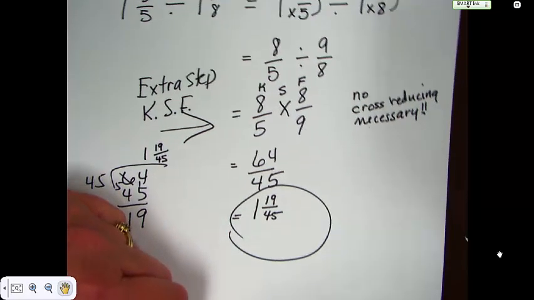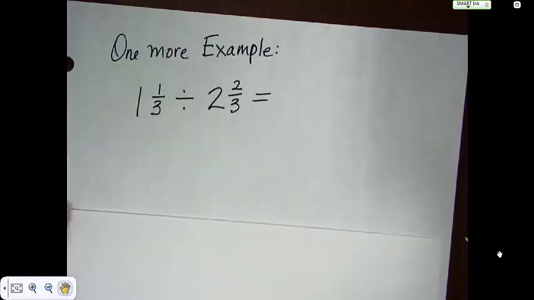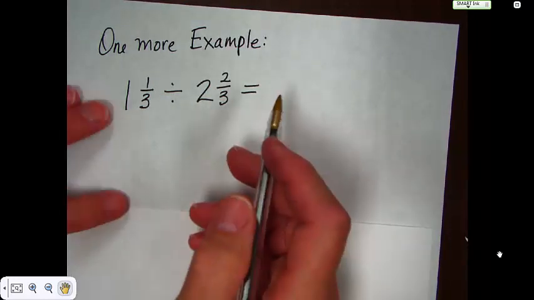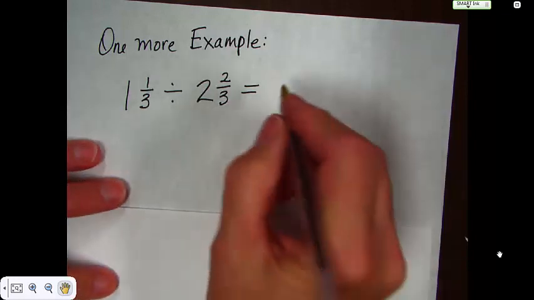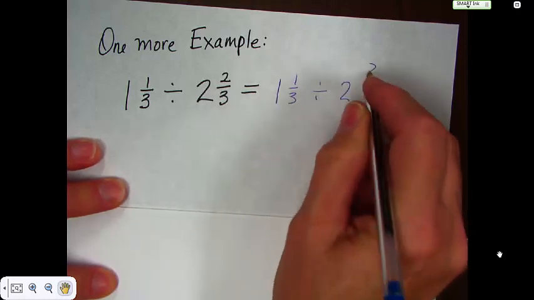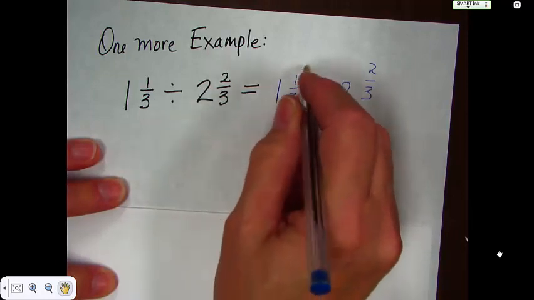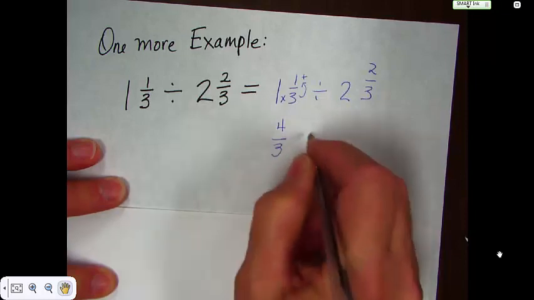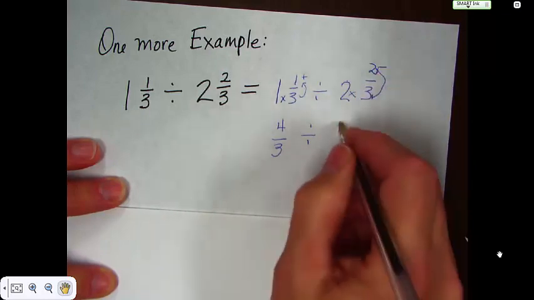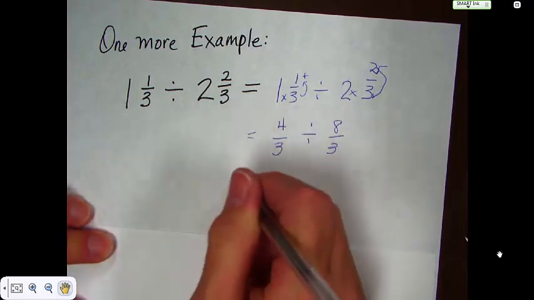Alright, we have one more that I'd like to go through, and this one we'll do from the very beginning to the very end, so let's try it. Okay, so we have 1 1/3 divided by 2 2/3. It's a division problem, so we're going to have to do that extra step. 1 times 3 is 3, plus 1 is 4/3, divided by 2 times 3 is 6, plus 2 is 8/3.